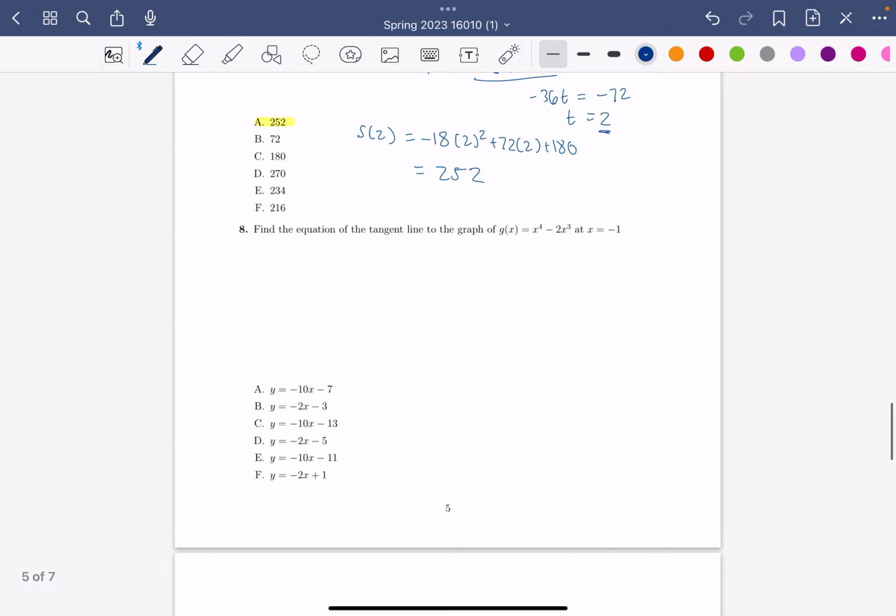Question number 8. Find the equation of the tangent line to the graph of g(x) = x⁴ - 2x³ at x = -1.